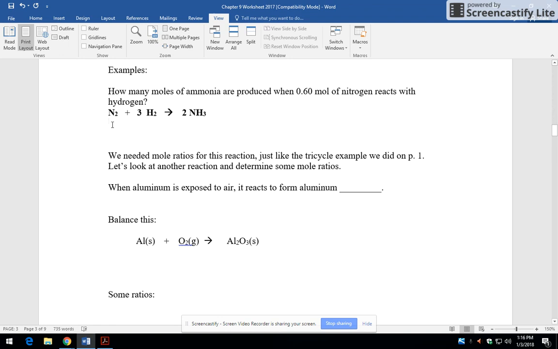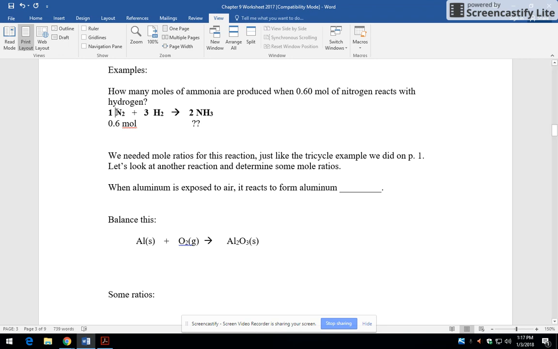So if I have 0.6 moles of nitrogen, the question is, how much ammonia could I get? Well, this is looking just like that tricycle example when we set up those proportions. You can do it that way. I'd like you to set up the proportion with moles of nitrogen over the 0.6 moles of nitrogen, and then moles of ammonia over the X moles of ammonia that you're going to produce, and I want you to go ahead and do it. Now, I know some of you can look at this and see it, and I'm going to show you how, in case you don't, how you could just see it.